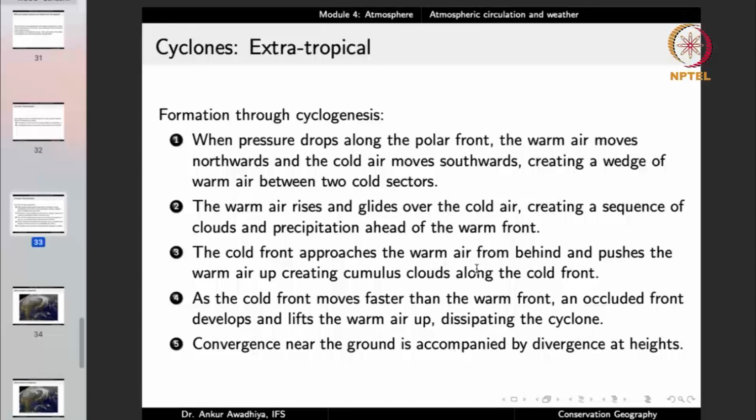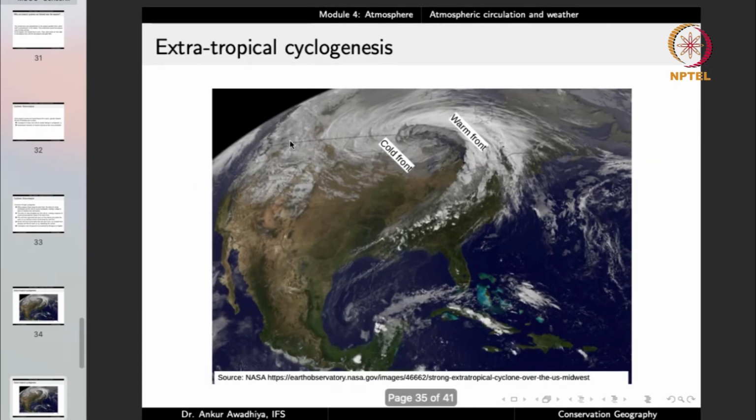Now because the cold air is denser, it remains at the bottom. The warm air steadily rises and rises, and when it rises it cools, and this warm air then leads to precipitation when it is getting cooled. The cold front approaches the warm air from behind and pushes the warm air up, creating cumulus clouds along the cold front. So we find clouds even here in the cold front because this cold front is pushing against the warm air, and the cold air is getting to the bottom and it is steadily raising the warm air.